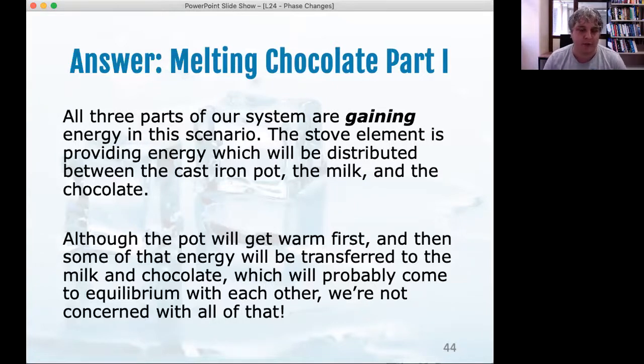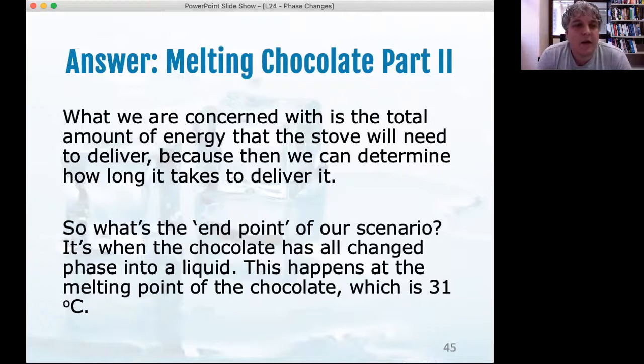We're just going to assume they all stay at roughly the same temperature as they approach 31 degrees Celsius. So what we're concerned with is the total amount of energy the stove will need to deliver, and then that will tell us how long it takes because we've been told the power rating of the stove. So what we want is for everything to come to 31 degrees C and for the chocolate to melt while it's at 31 degrees C. And once we're at that point, we're done.